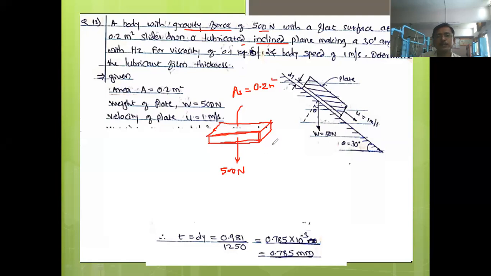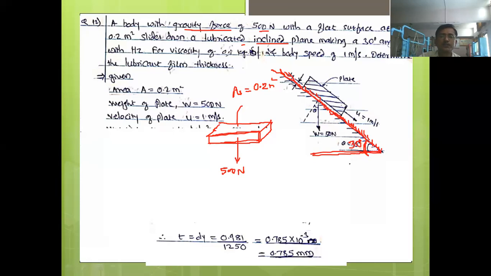So there is one plane, and it is inclined. You can see it here in the diagram. This is the plane shown here, and it is lubricated. There is some oil on this inclined surface, making a 30-degree angle with the horizontal. So this angle will be 30 degrees, right?